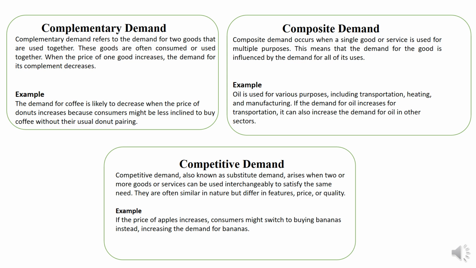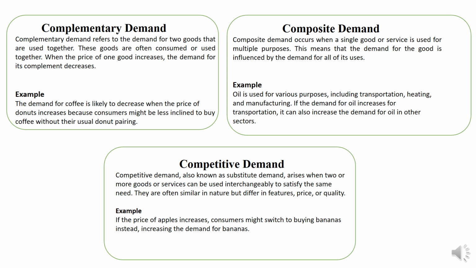Okay, so composite demand occurs when a single good or service is used for multiple purposes. This means that the demand for the good is influenced by the demand for all its uses. Okay, understood? We can understand this better with the example of oil, which is used for various purposes, including transportation, heating, and manufacturing. If the demand for oil increases, the demand from transportation and all other sectors will also increase. Okay, so here one single product will affect the demand for other products also.